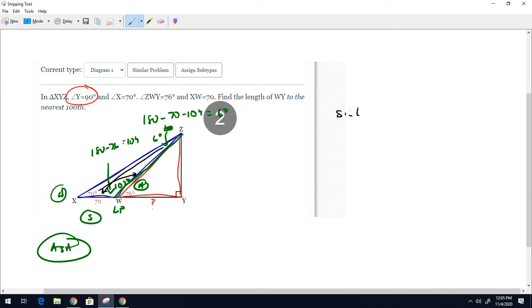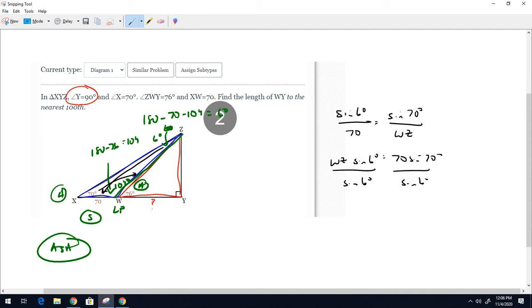So sine of 6 degrees over its opposite side of 70 equals sine of 70 degrees over its opposite side of WZ. So WZ sine of 6 degrees equals 70 sine of 70. And we'll divide by the sine of 6 degrees. Type this in my calculator, and that's going to give me what WZ is.